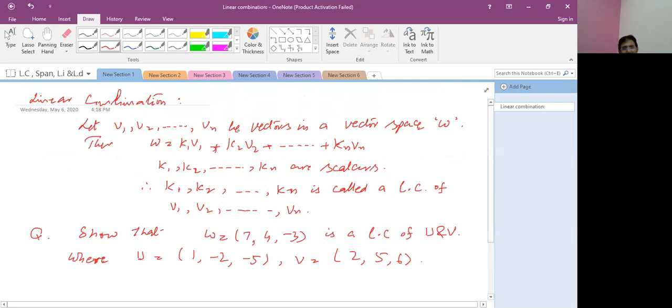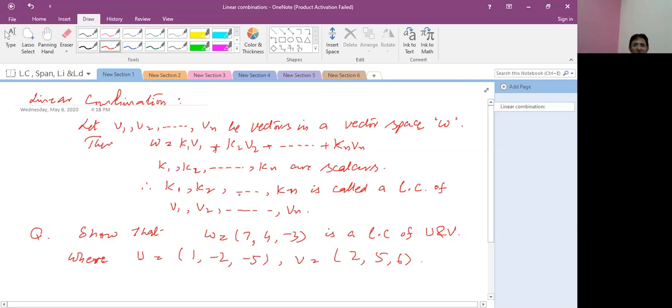Let V1, V2, Vn be vectors in a vector space. It means these are the vectors in the vector space. Then W equals K1 V1 plus K2 V2 plus Kn Vn, where K1, K2 and Kn are scalars. Therefore, W is called a linear combination of V1, V2, Vn and so on.